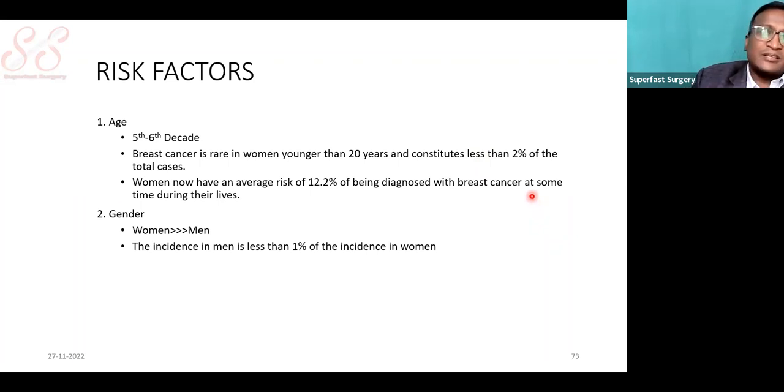But the median age of breast cancer in women is 50 years, okay, while in men it is 60 years. So that is why screening in women starts at 30 years, while screening in men, if he is at high risk, is 35 years, 5 years later than women.